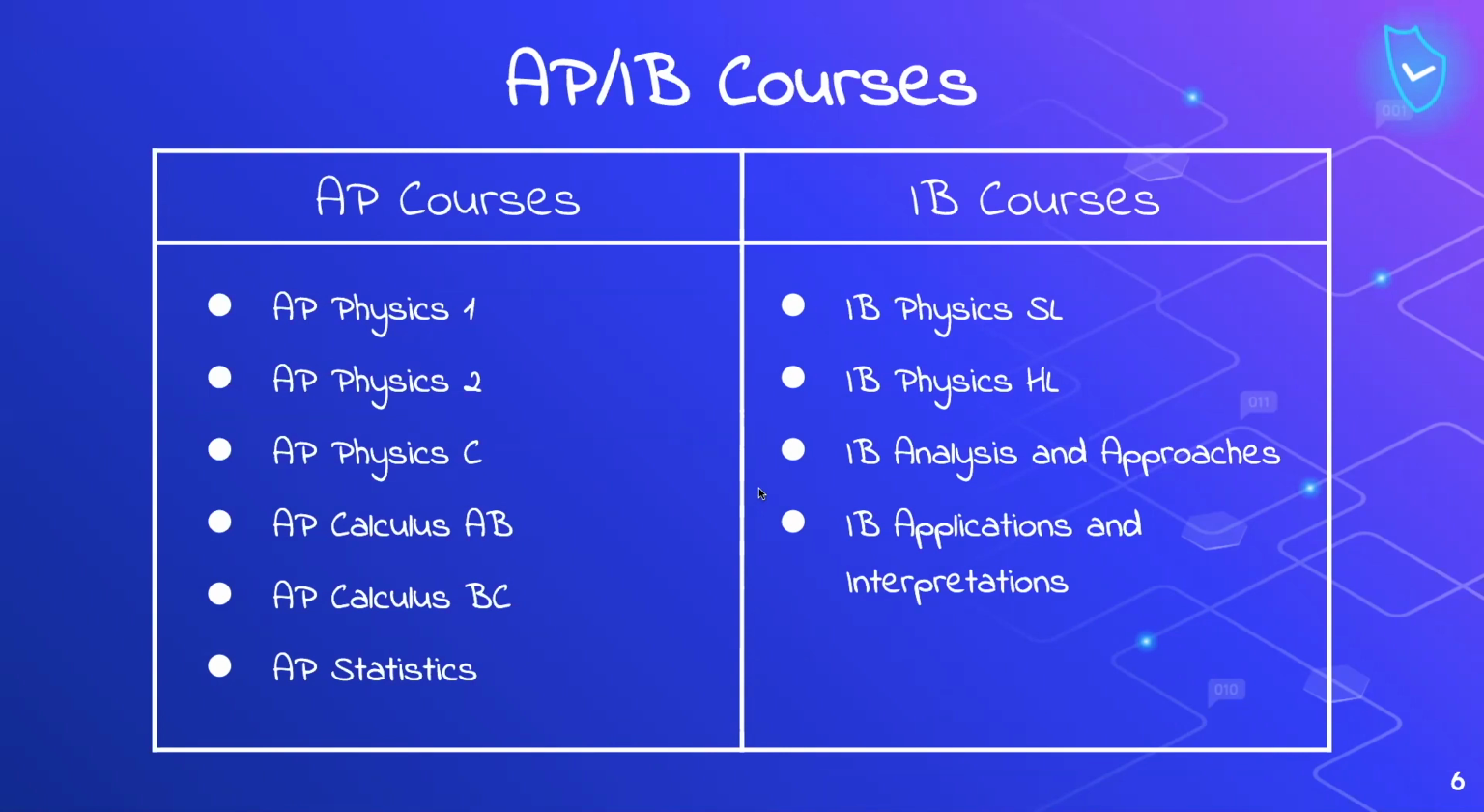IB analysis and approaches and IB applications and interpretations combine elements of both statistics and calculus, whereas on the AP side, it's strictly calculus or strictly statistics. With IB analysis and approaches and IB applications and interpretations, if you would like to, you can take the corresponding AP courses, but there will be some self-studying required.